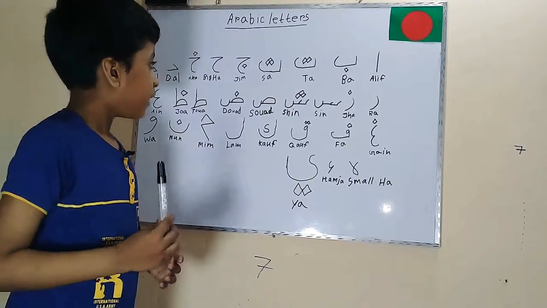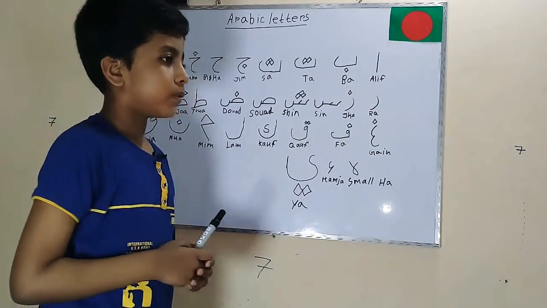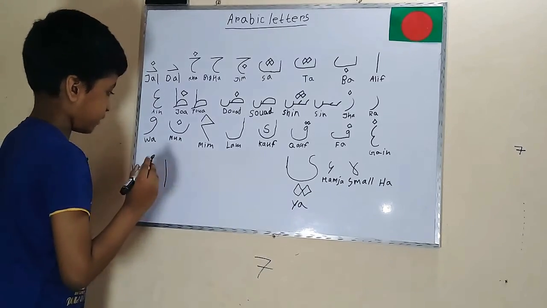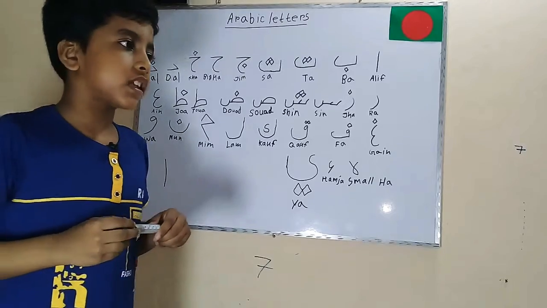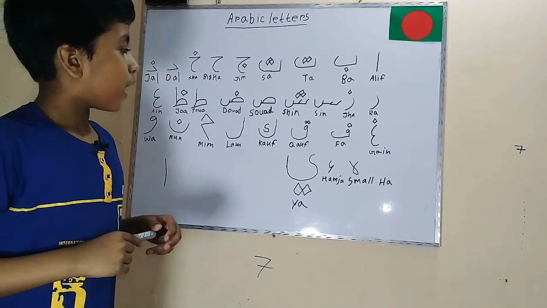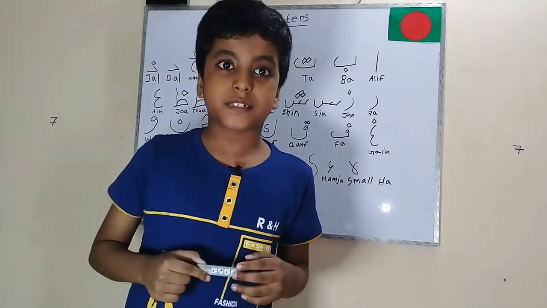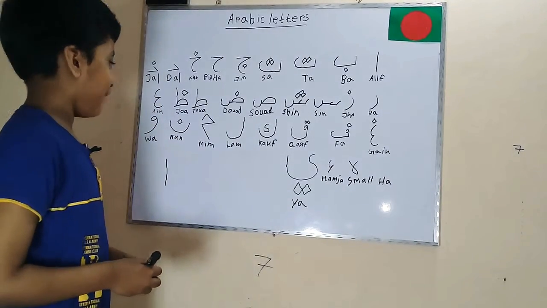Let's see. Now first we have alif. So here's how alif looks like. This is alif. Now alif is the first letter of the alphabet, and here alif also starts with the letter A, which is the first letter of the English alphabet. And next we have ba.